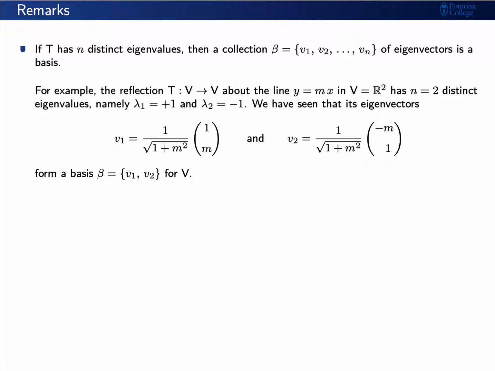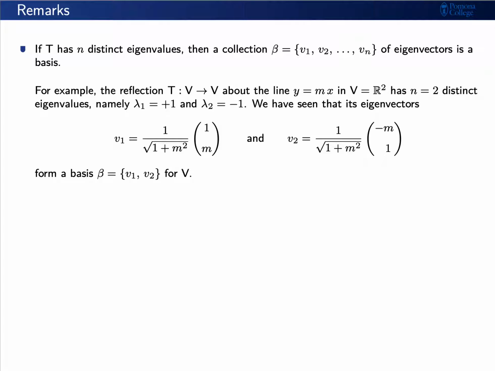Before we go over the proof of this result, let's make a couple of remarks. Let's say for the moment that k does indeed equal n. This means that T has n distinct eigenvalues. Then we've seen that a collection, beta, consisting of v1 through v sub n of eigenvectors is a basis. That's just the restatement of the previous result.